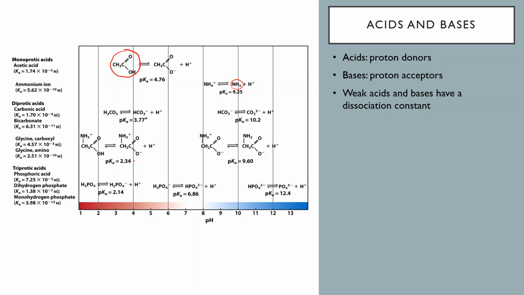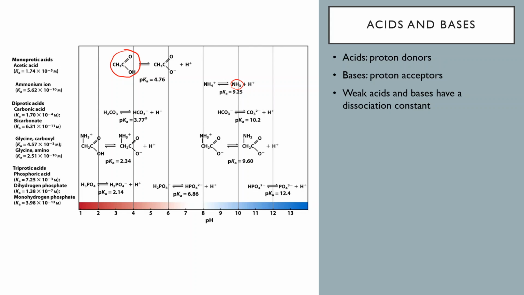And you can even have things with 3 or more protons. So phosphoric acid is a triprotic acid. So H3PO4, that's phosphoric acid, can dissociate into dihydrogen phosphate and a proton, and dihydrogen phosphate can become monohydrogen phosphate, and then monohydrogen phosphate can become just inorganic phosphate. And each one of those reactions, again, has its own pKa.